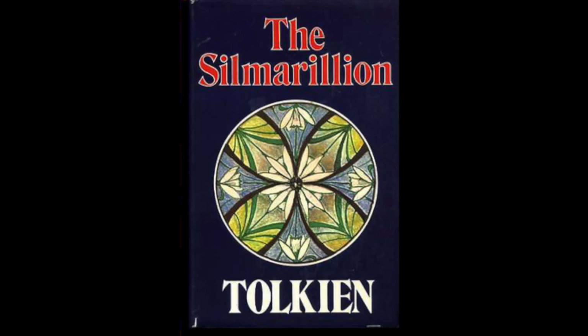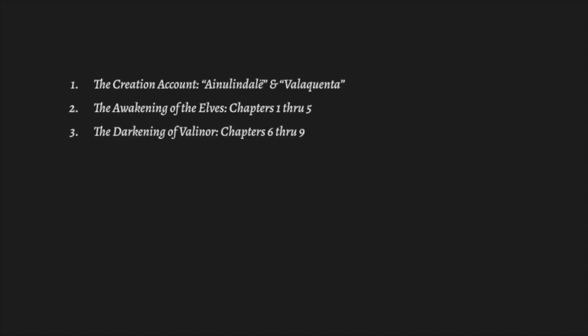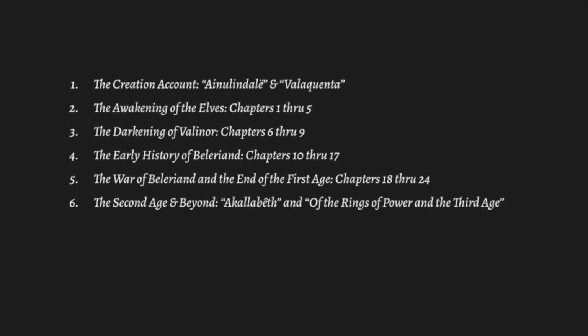I find it is also helpful to think of the Silmarillion in terms of the following groupings. First, the creation account, Ainulindalë and Valaquenta. Second, the awakening of the elves, chapters 1 through 5. Third, the darkening of Valinor, chapters 6 through 9. Fourth, the early history of Beleriand, chapters 10 through 17. Fifth, the War of Beleriand and the end of the First Age, chapters 18 through 24. And finally, the Second Age and beyond, Akallabêth and Of the Rings of Power and the Third Age.